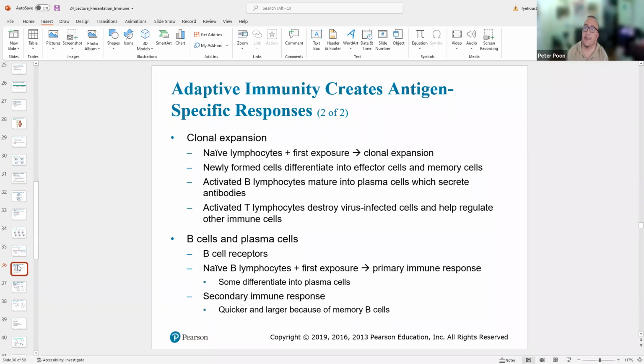Okay, the B cells and T cells do different things. B cells create antibodies. Antibodies are part of something called your humoral response. It protects the blood and the lymph. T cells are going to be part of your cellular response. They're going to kill virus infected cells and regulate other cells.